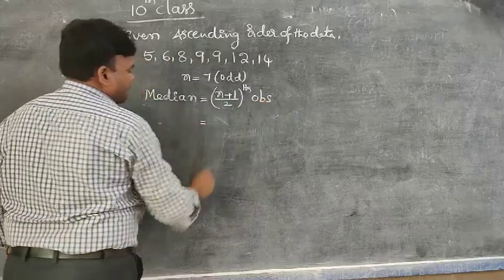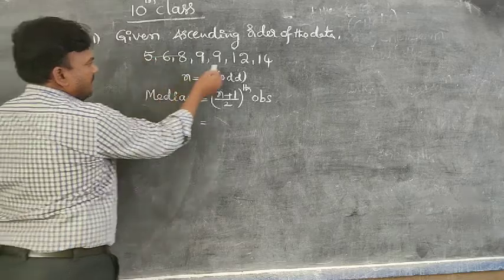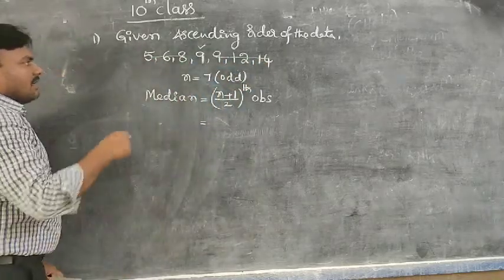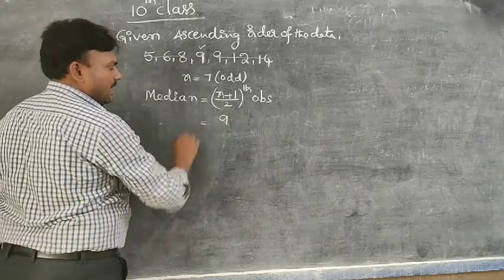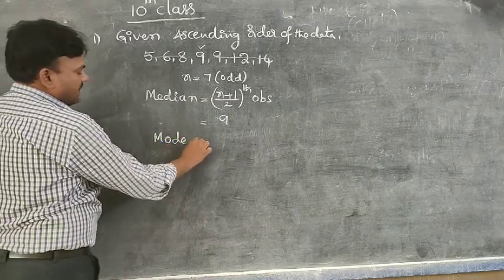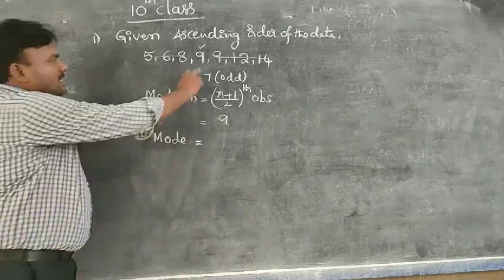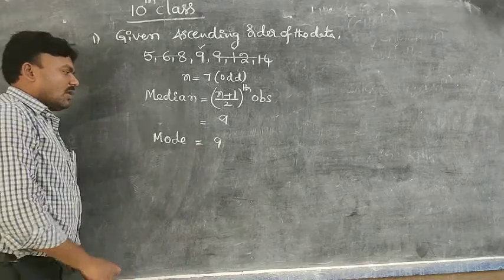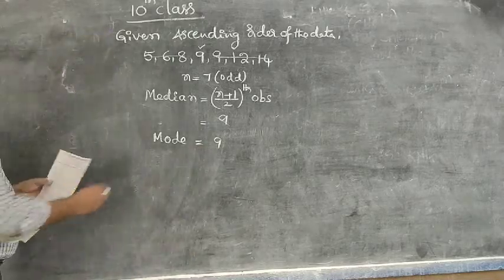Or simply we can express it easily. The first 3 observations are cancelled and the last 3 observations are also cancelled. So here, the middle value represents the median. Then median equals 9. Okay, median is completed. Now go for mode. In this observation, which number is repeated more times? Here, 9 is repeated 2 times. So mode equals 9. That is the second problem solution.